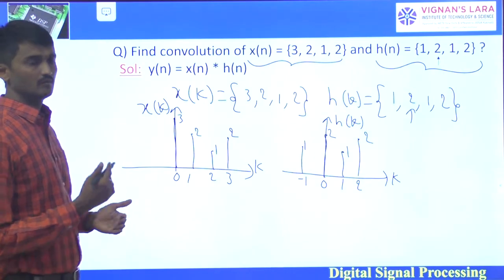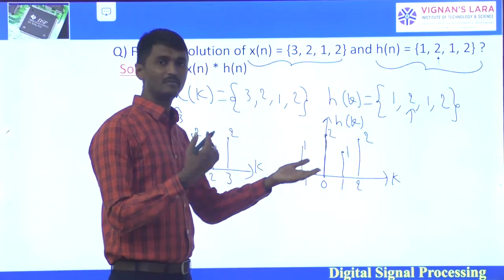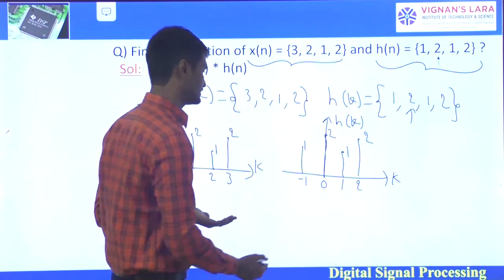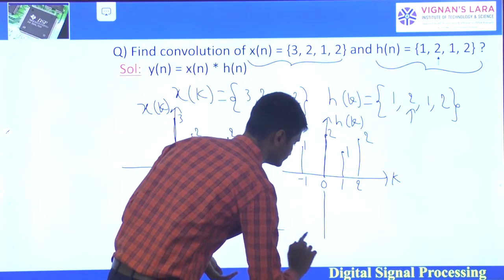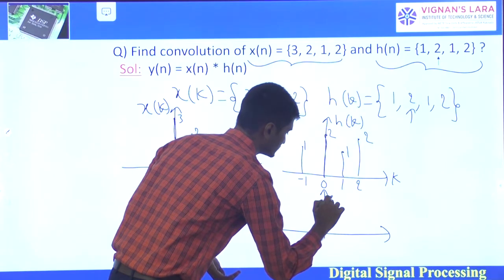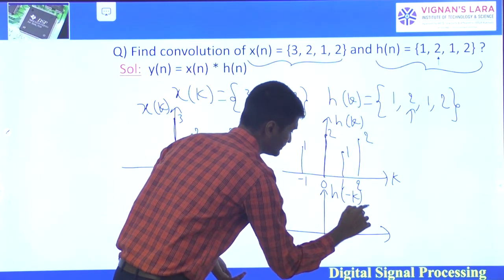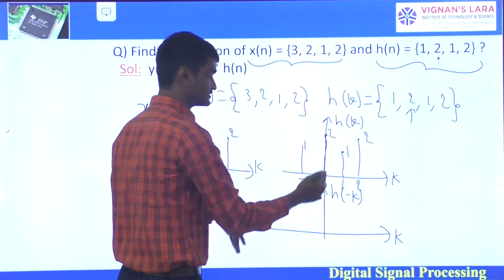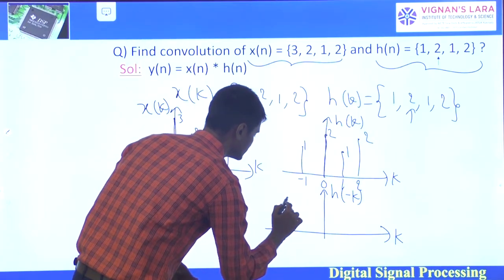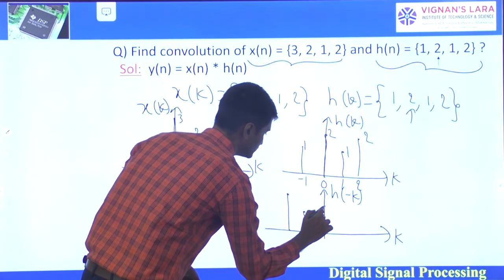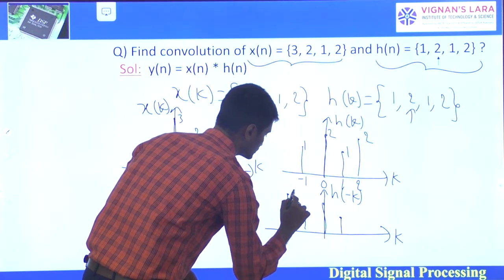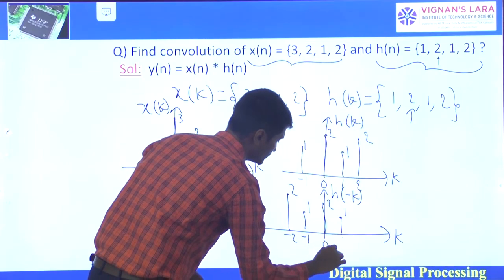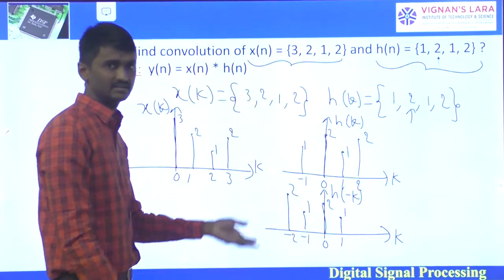Now fold h of k about k equals 0 to obtain h of minus k. That is, we have to fold the signal, so we are getting h of minus k. That is the folded, time-reversed signal: 2, 1, 2, 1 at minus 2, minus 1, 0, 1. Time reversal, h of minus k.